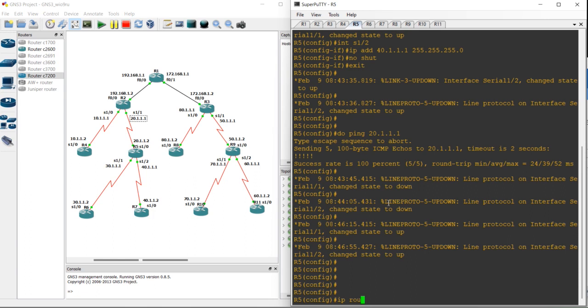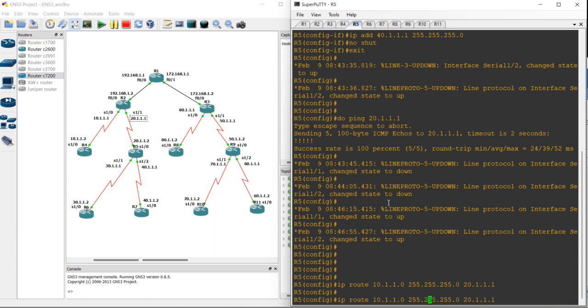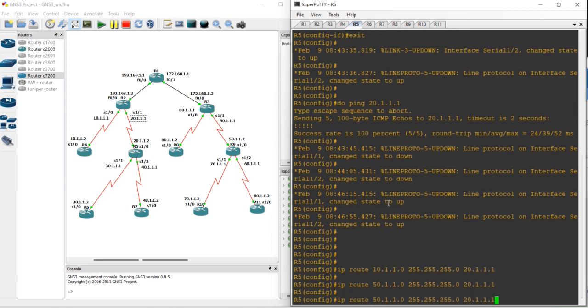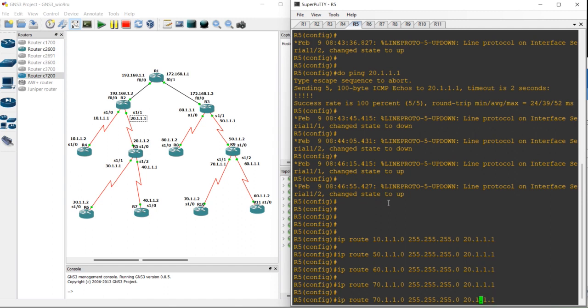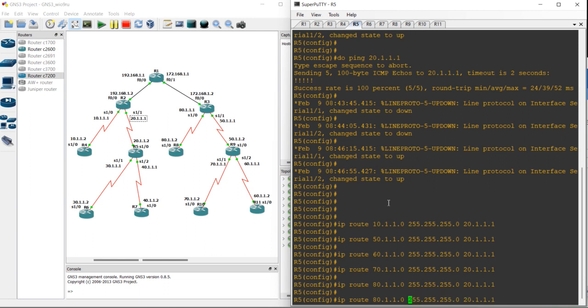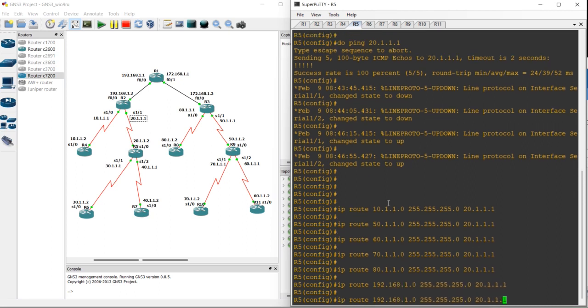So now the command is ip route, first for the 10s network, subnet mask 255.255.255.0, exit IP is 20.1.1.1. For the 50s network, because 20, 30 and 40 are directly connected, then 50, 60, 70, 80, and the 192 network also: 192.168.1.0 and 172.168.1.0.